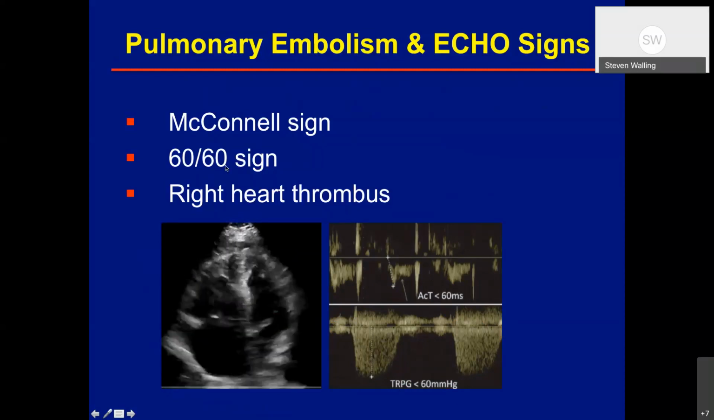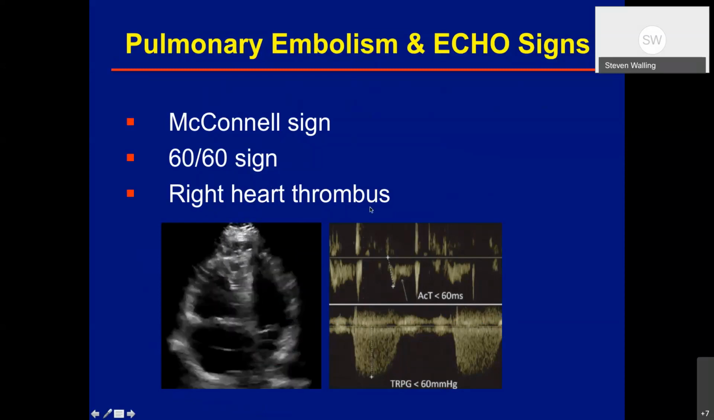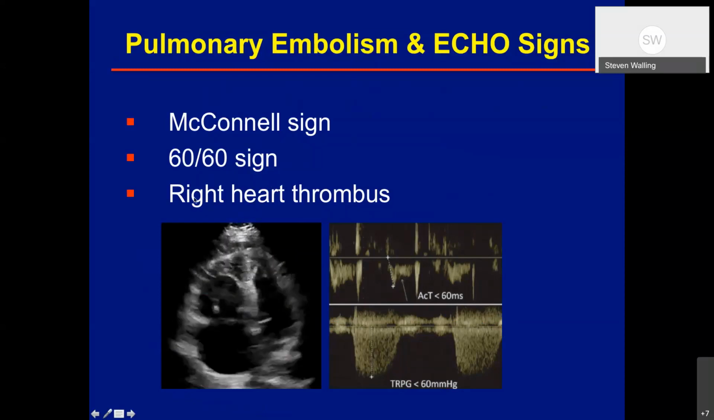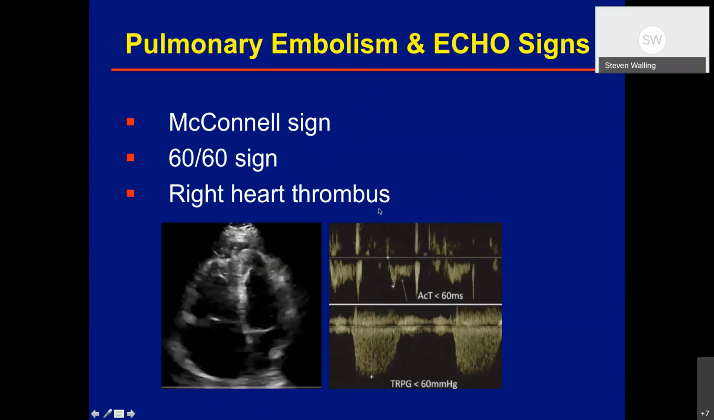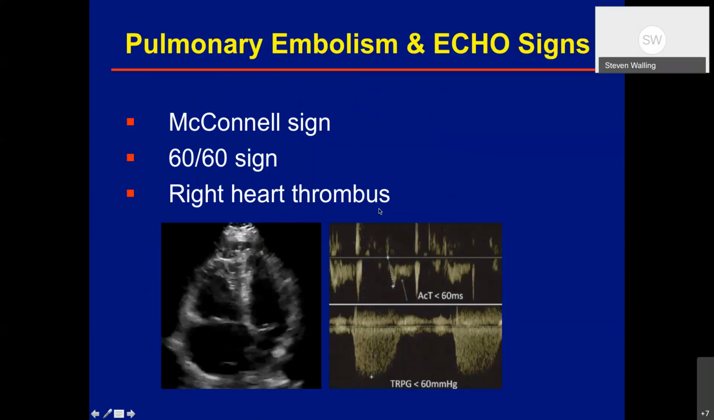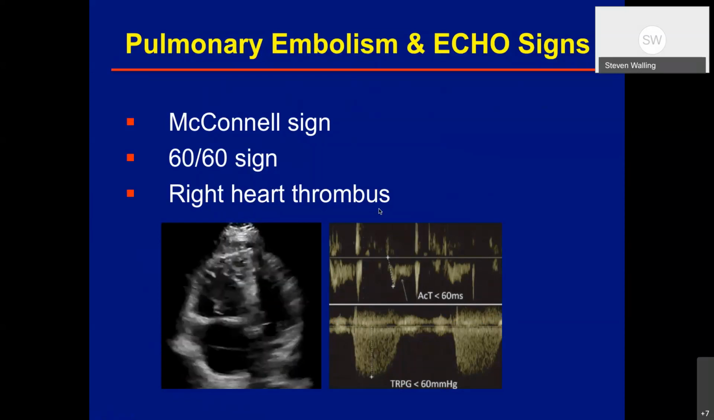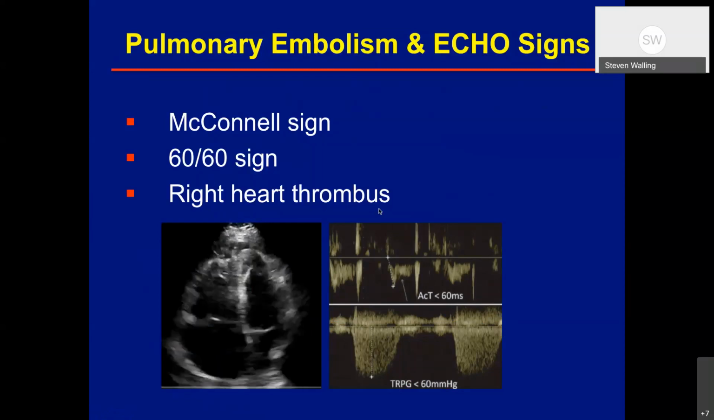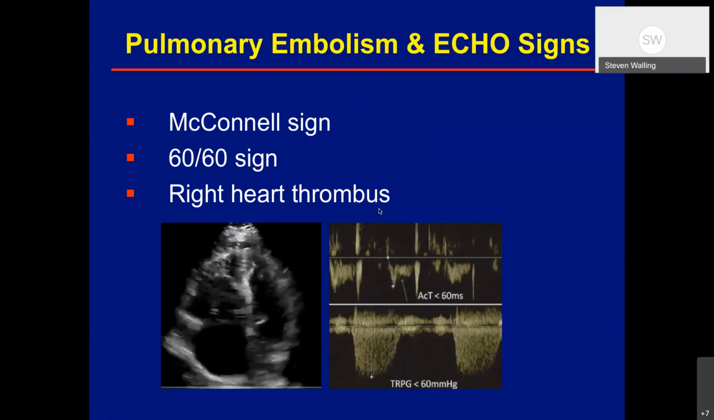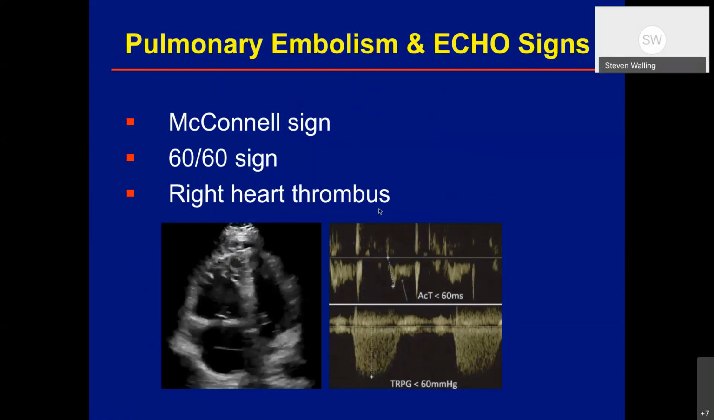So McConnell sign, 60-60 sign, and then lastly, you look for right heart thrombus. How many times have people seen beautiful pictures of a thrombus in transit crossing the PFO, stuck there. So these are all the signs of pulmonary embolism.